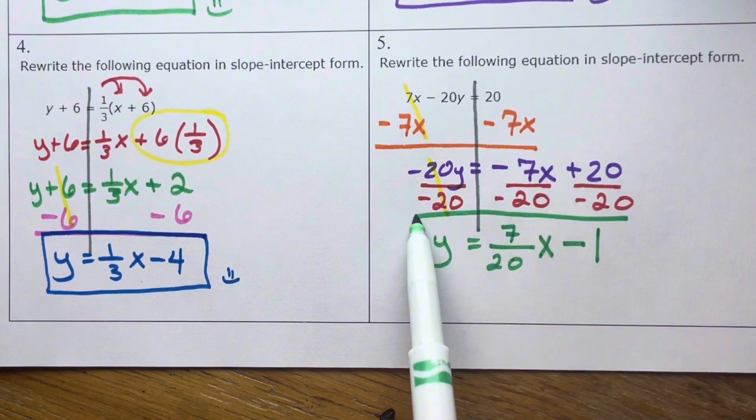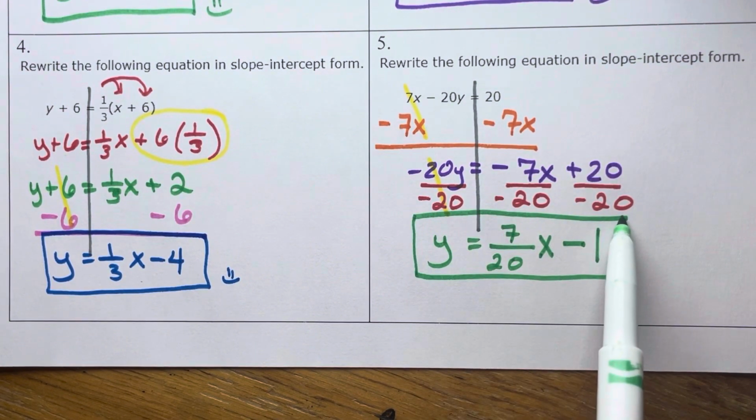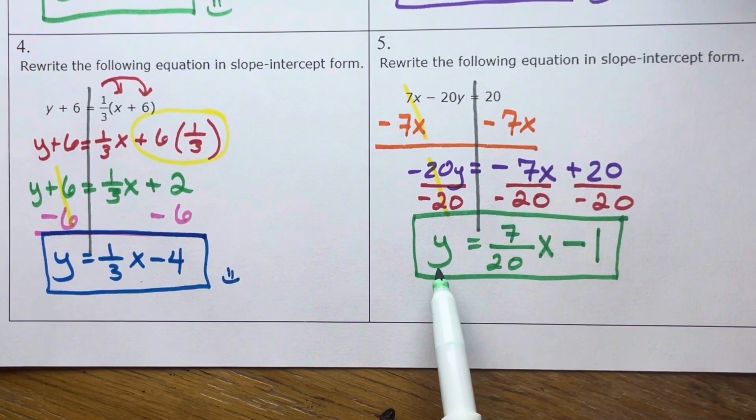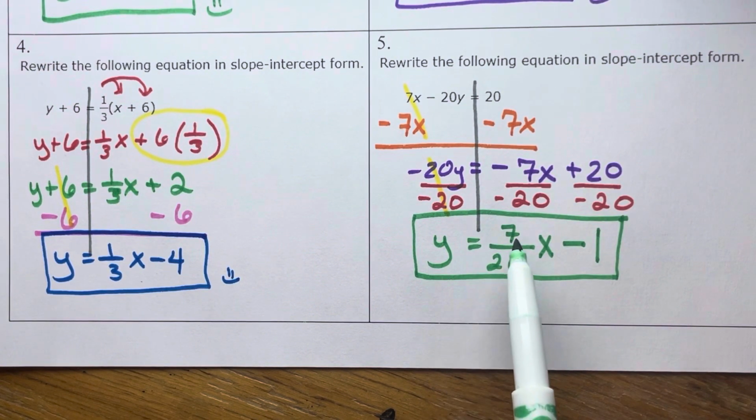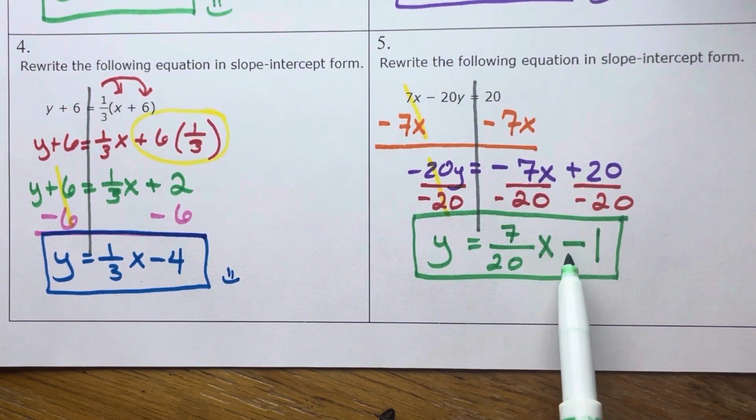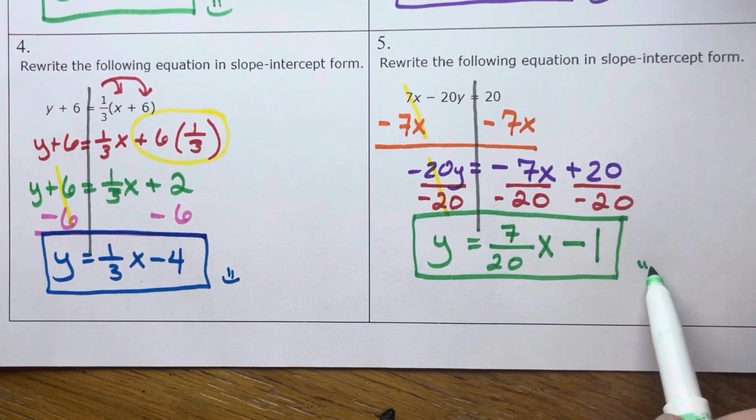Here we are, finally at the end of our equation being brought into slope-intercept form, where y equals 7/20 x minus 1. And there you go.